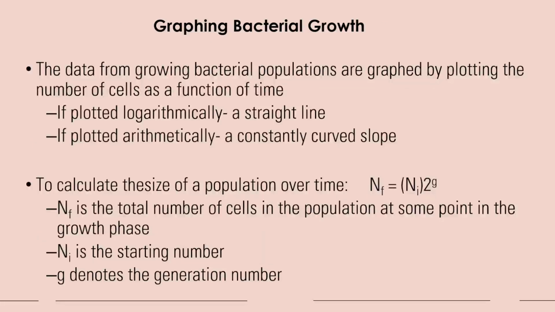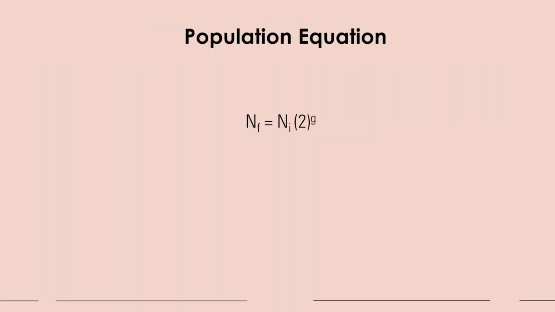Graphing bacterial growth. The data from growing bacterial populations are graphed by plotting the number of cells as a function of time. If plotted logarithmically, it will give a straight line. If plotted arithmetically, a constantly curved slope will be obtained. To calculate the size of a population over time, NF equals Ni times 2 to the power G. NF is the total number of cells in the population at some point in the growth phase. Ni is the starting number. G denotes the generation number. This is the population equation.